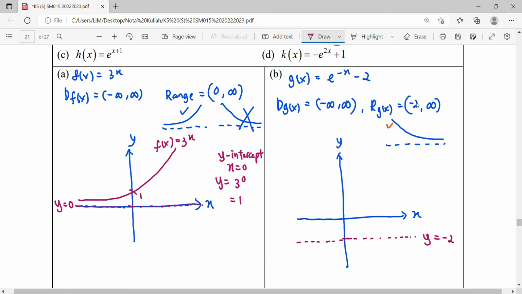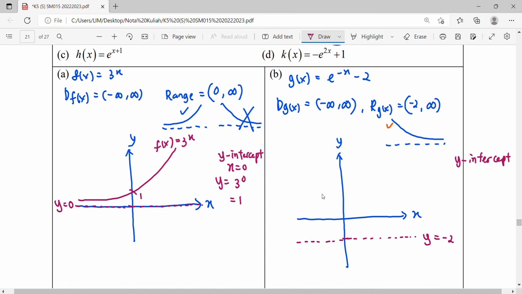So asymptote y equals negative 2. Label your asymptote. Then we know that our graph is going to shoot up. We are going to intersect with the y-axis. So we have to be careful here whether we intersect at positive, or at 0, or at negative. So I didn't draw first. I find out the y-intercept to avoid overshooting or underestimating the intersection.